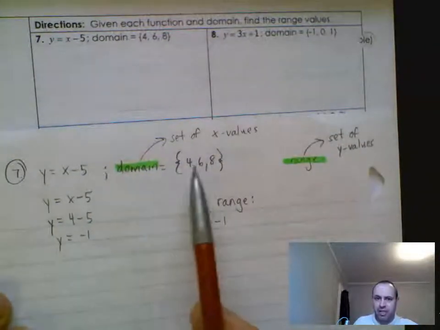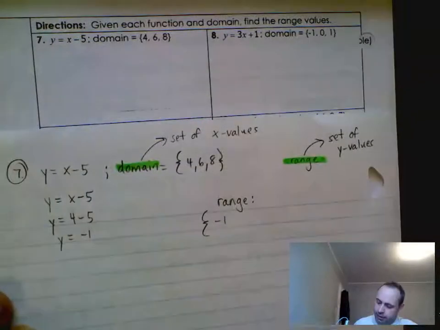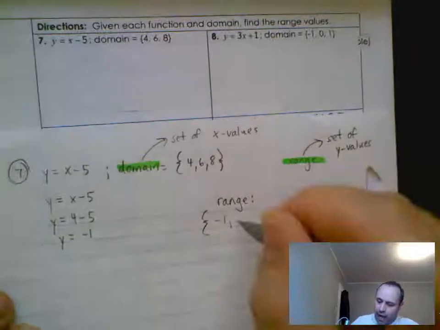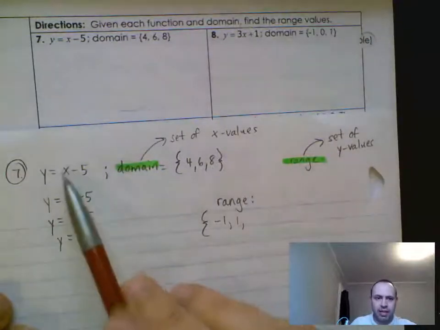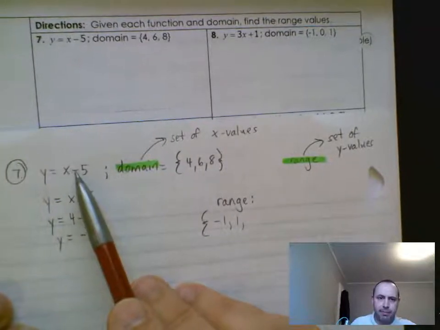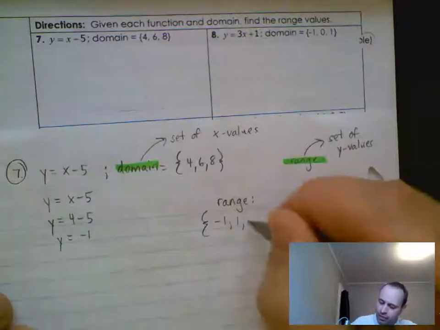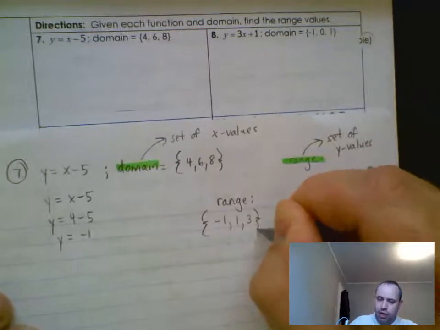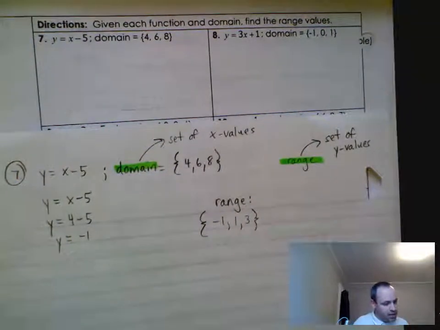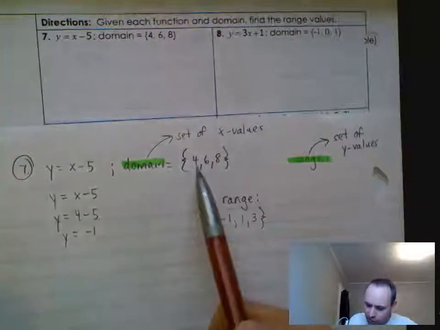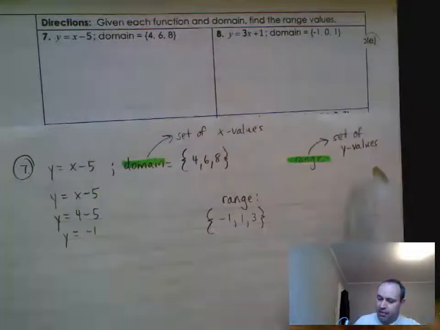Then the second one, we're going to take the 6 and we'll plug it in here for x, right? Because our domain is our x values. So we'll take the 6, put it right there. 6 minus 5 is 1. So out will come for y a 1. And then finally, when we take our 8, we'll plug it in right here for an x value. And 8 minus 5, that gives us y is equal to 3, because 8 minus 5 is 3. So this one will be 3. So our range, when in the situation that the domain is 4, 6, 8, then our range would be -1, 1, and 3.